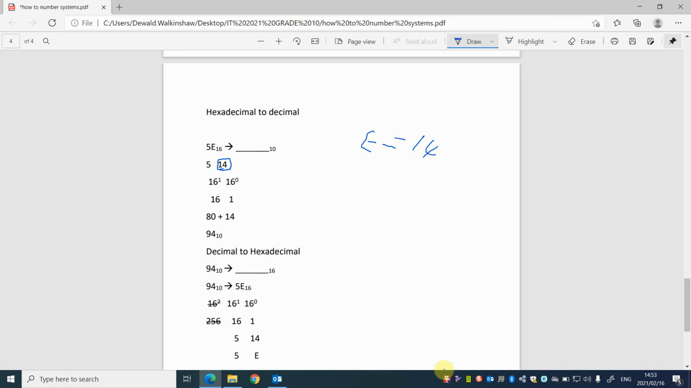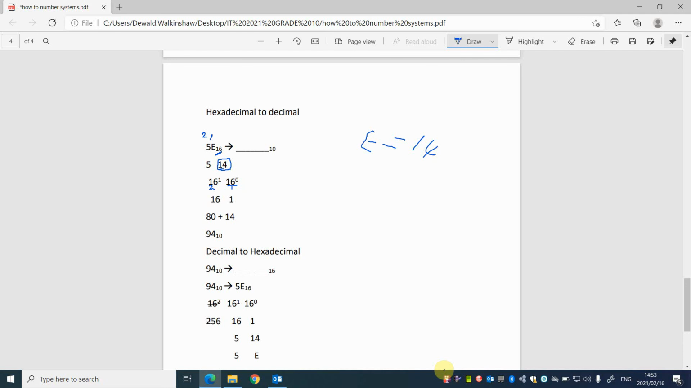Then what I'm going to do is see, okay, well, in the original there are 2 numbers, so I'm only going to be using 2 powers of 16. So I know my number that I'm converting is to the base 16. So I'm going to have my base 16 written again, and then I'm going to say 16 to the power of 0, then 16 to the power of 1. So here you can see there are 2 numbers.